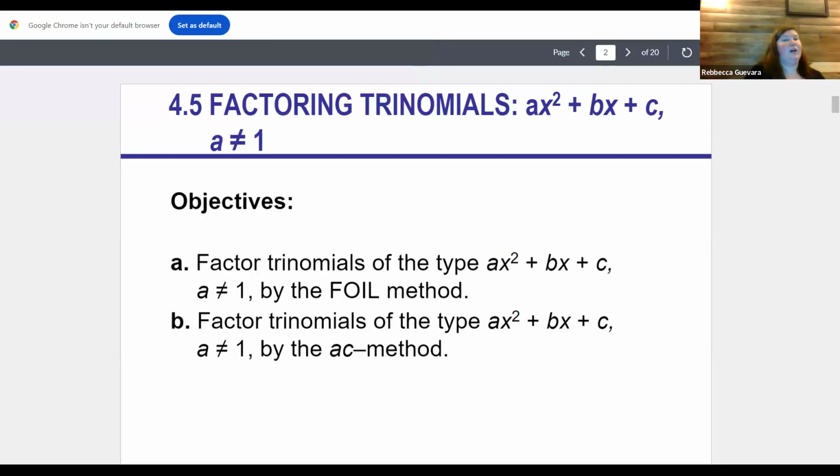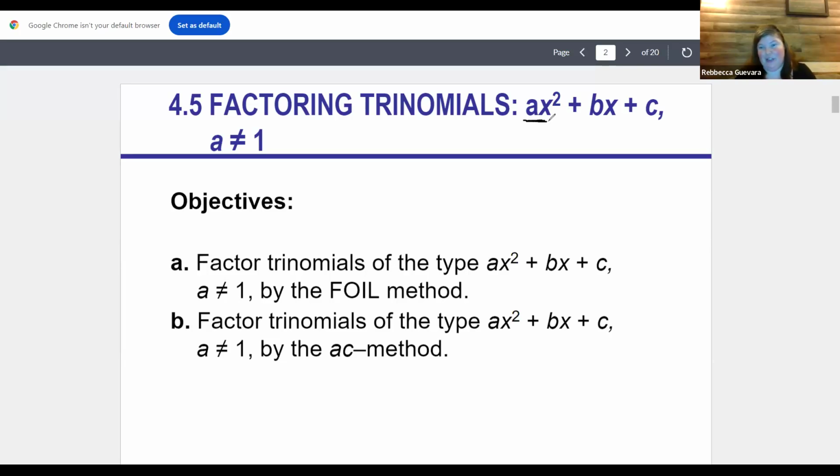All right, so now we are factoring trinomials where the a out front is going to be anything other than 1. So it's not going to be like what we were doing last time. When we factor these, we could try a little bit of that reverse FOIL method. We also have the AC method. So we're going to touch on both methods for you in case one clicks a little bit more.